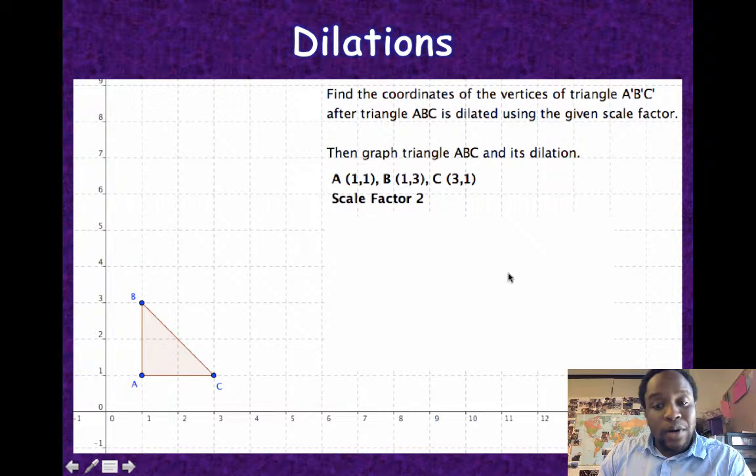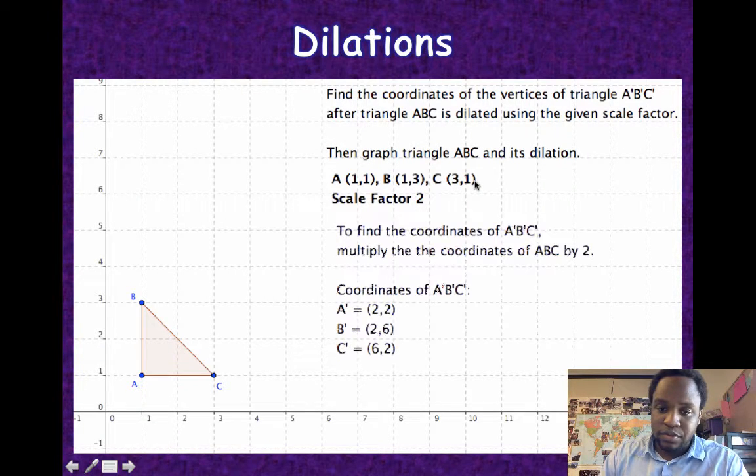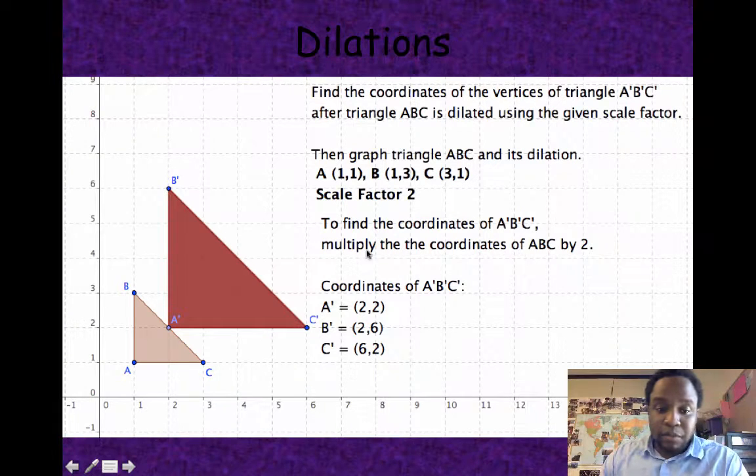To do this, we're going to multiply 2 by all of the different coordinates. So A is going to become (2, 2), B is going to become (2, 6), and C is going to become (6, 2). We multiply the coordinates of ABC by 2. So we get A prime as being (2, 2), B prime as being (2, 6), and C prime as being (6, 2).